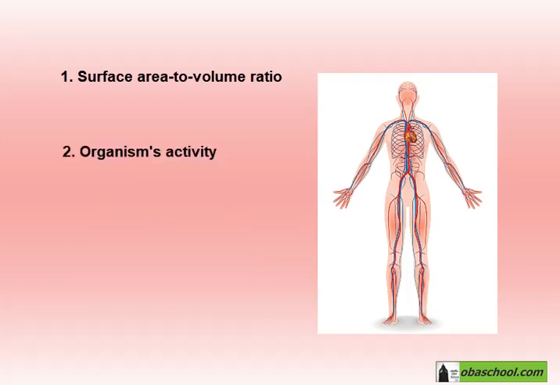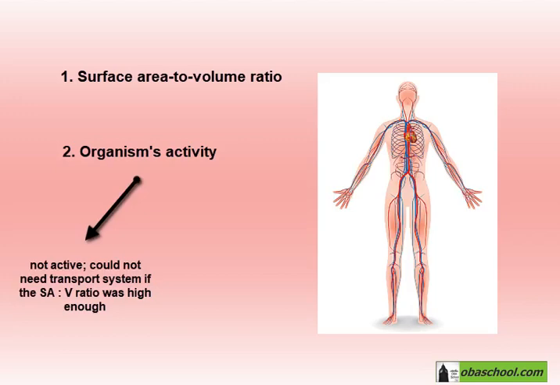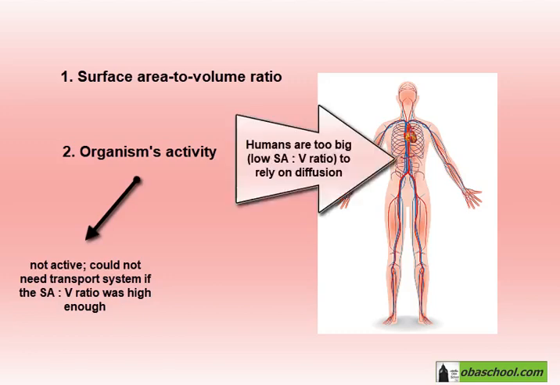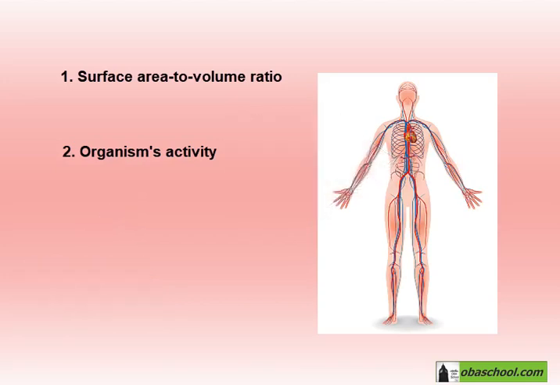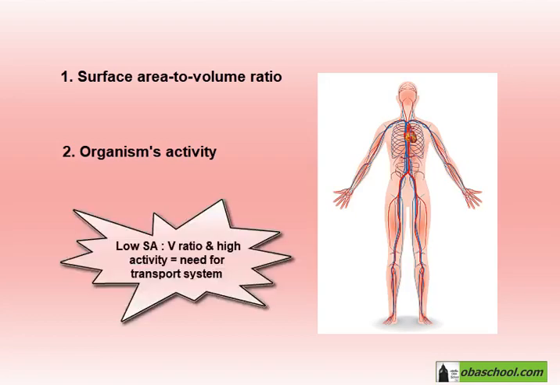If an organism is not active at all and it has a decent enough surface area to volume ratio, it might depend on diffusion from its environment through its surface to bring all the materials to all of its parts. So the lower the surface area to volume ratio and the more active the organism is, the greater there is a need for a specialized transport system.